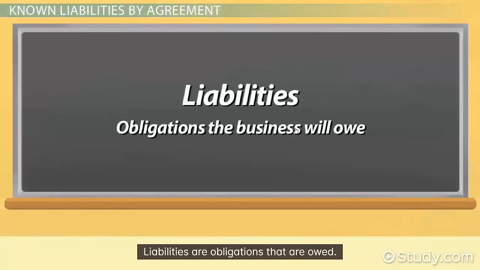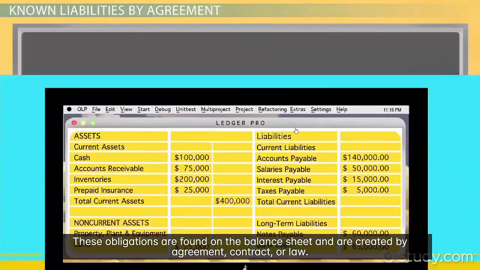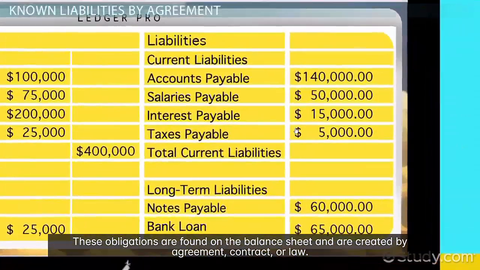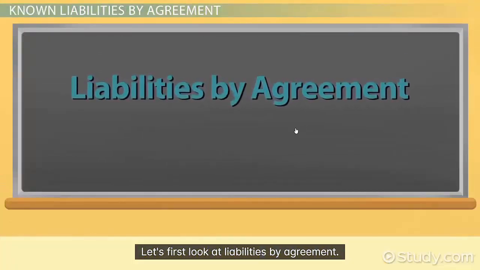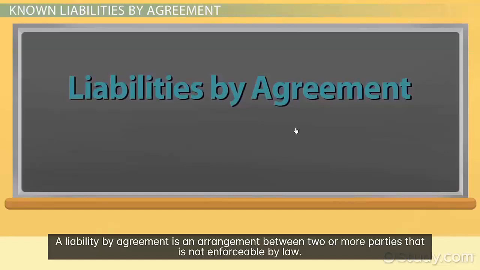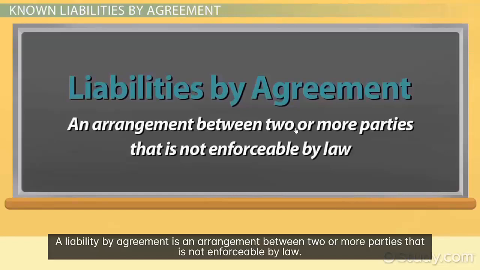Liabilities are obligations that are owed. These obligations are found on the balance sheet and are created by agreement, contract, or law. Let's first look at liabilities by agreement. A liability by agreement is an arrangement between two or more parties that is not enforceable by law.